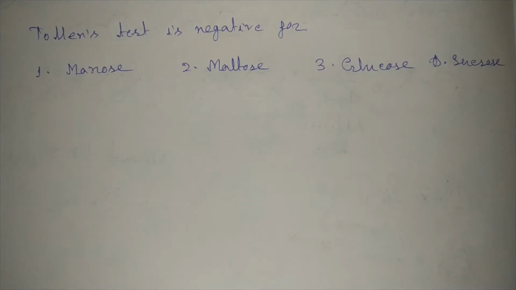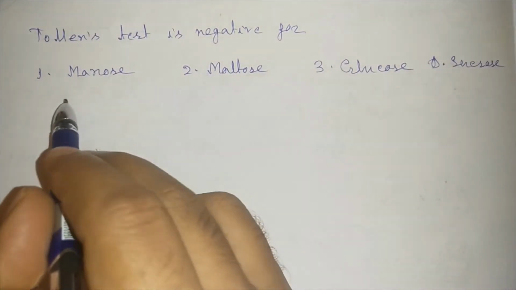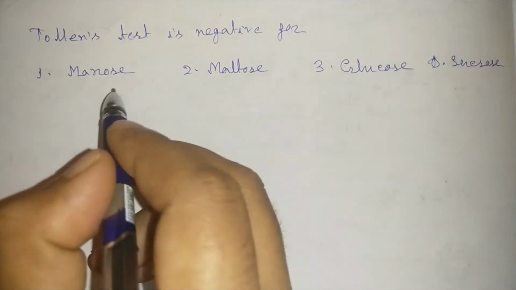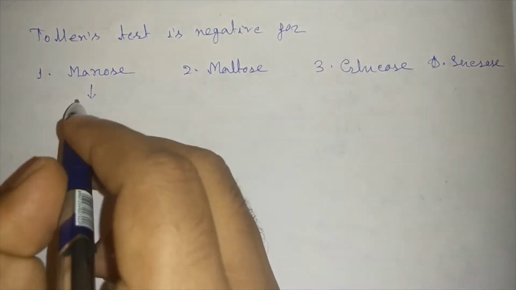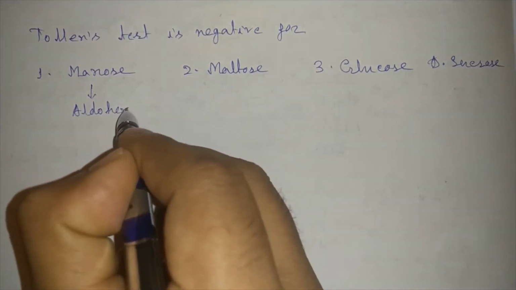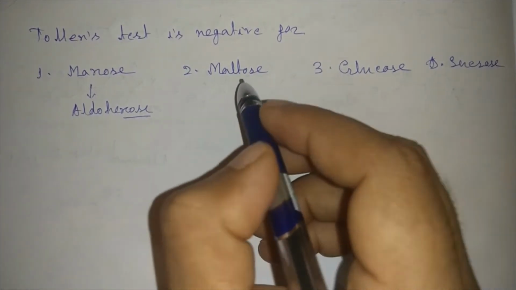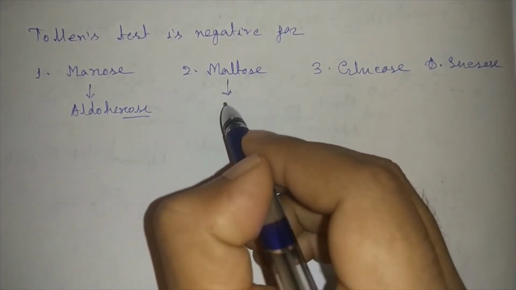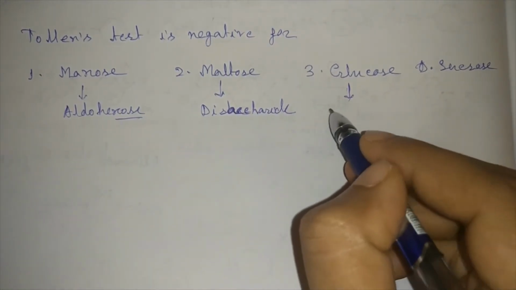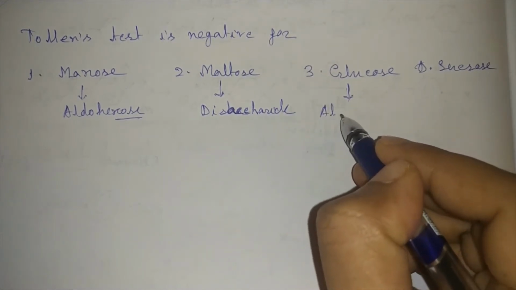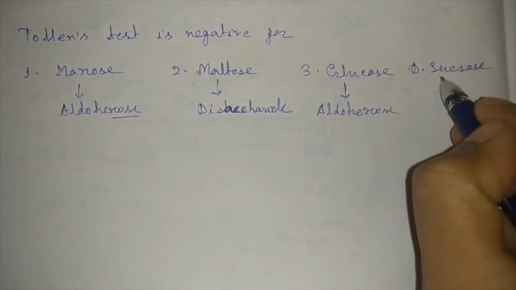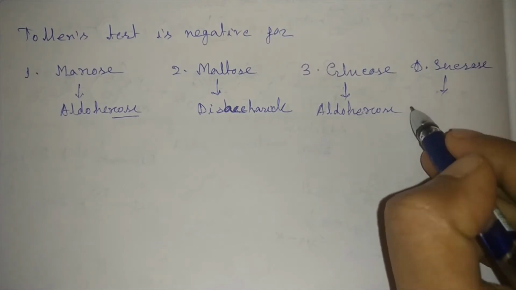Next question. The Tollens test is negative for the mannose, maltose, glucose, sucrose. So mannose is an aldohexose, that is a monosaccharide, whereas maltose is a disaccharide. Glucose is a monosaccharide and it is also an aldohexose. And sucrose, this is also a disaccharide.